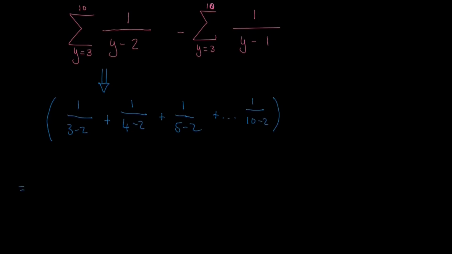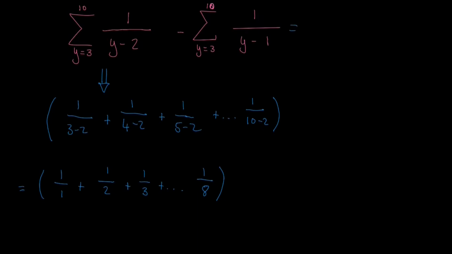If we just simplify this, we will get 1 over 3 minus 2 is 1, plus 1 over 4 minus 2 is 2, plus 1 over 5 minus 2 is 3, plus all the way to 1 over 10 minus 2 is 8. So now that we have the first expression, we can see that it's just 1 over 1 plus 1 over 2 plus 1 over 3 plus 1 over 4 all the way to 1 over 8.